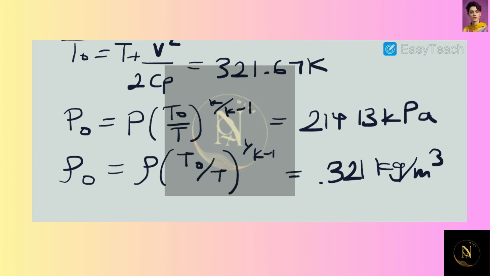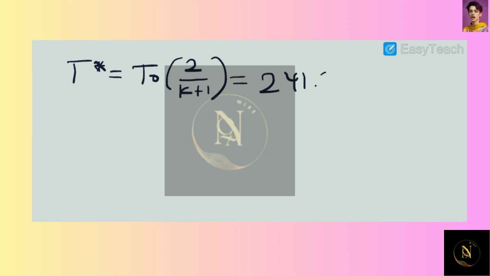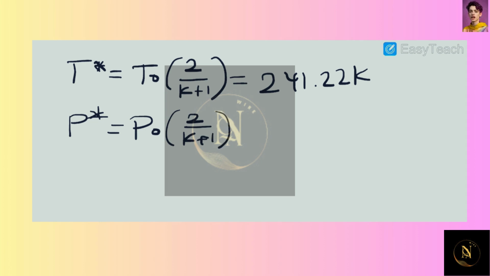Now, these are all our stagnation properties, and we can use these to solve for the critical properties. So we can say that T star is equal to T0 times 2 over K plus 1, giving us 241.22 Kelvin. P star is equal to P0 times 2 over K plus 1, all raised to the K over K minus 1, and that's equal to 104.3 kPa.